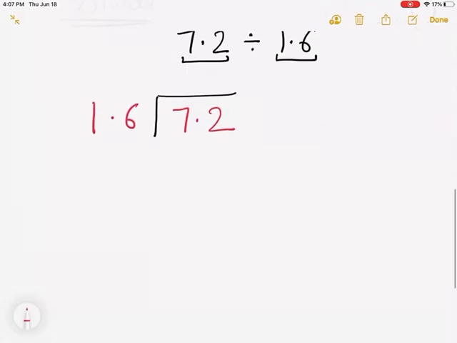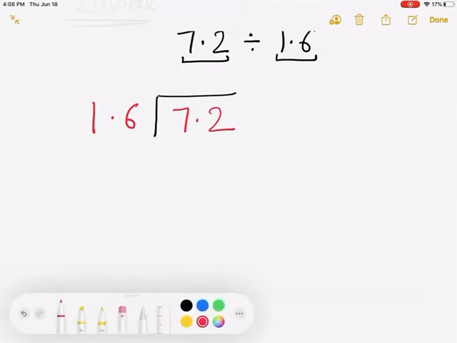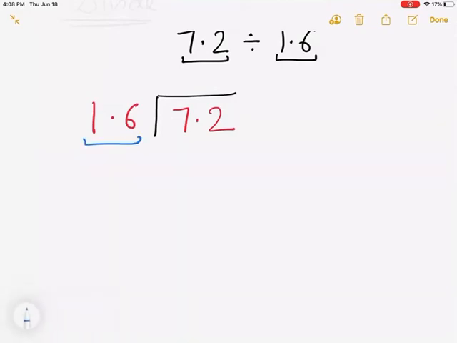First thing, the outside number, the divisor, has to be a whole number. So if I ask you to move the decimal of this number to make it a whole number, how many places would you move it? Just one place, because once I move the decimal here, this becomes 16. You have to do the same thing with the inside number. Whatever number of times you moved the outside number, you do the same number of times for the inside number. So I move this decimal one place to the right.